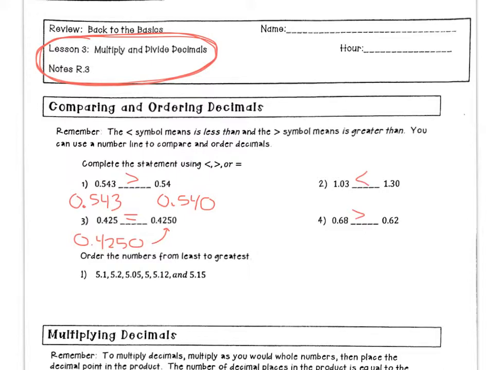So here we go. 5.1. Let's write that as 5.10. The next is 5.2. Let's think of that as 5.20. The next one is all set, so 5.05. And then just plain old 5, so we have to make that 5.00. And then we have 5.12. And then 5.15. Okay, so now they all have the same number of digits to the right of the decimal point. They all go to the hundredths place.